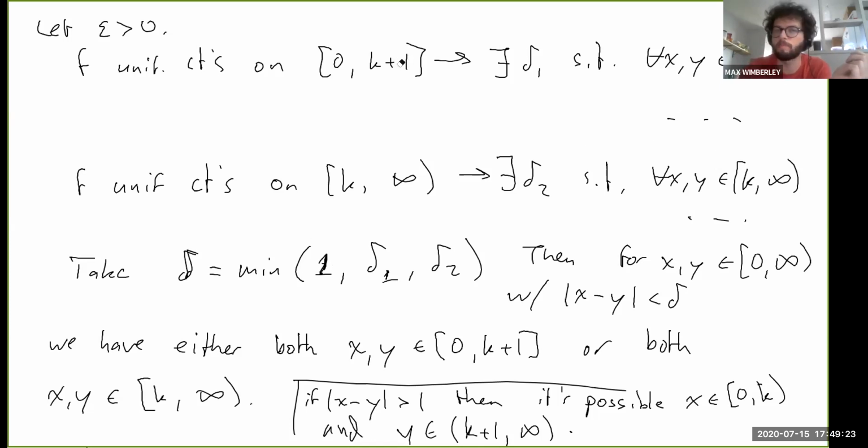And it's because we put the k plus 1 here, right? If you put k plus 2, then you'd change this to a 2, right? Or literally if you put k plus a for any a greater than 0, you'd put a here, right? So that way, that forces it to be the case that either they're both in 0, k plus a, or they're both in k, infinity. Okay? Does that make sense?